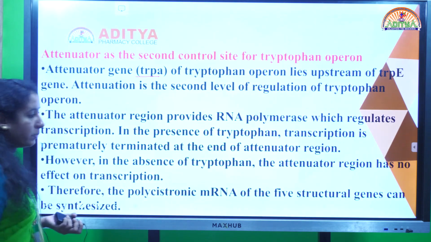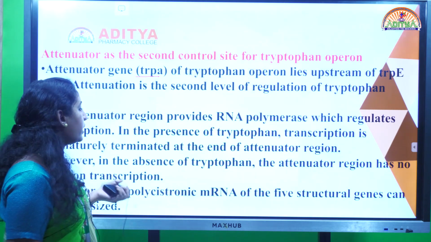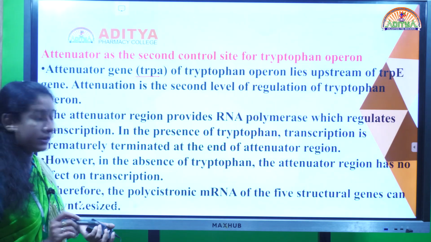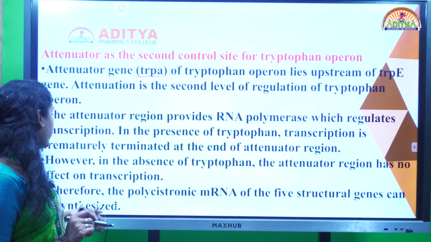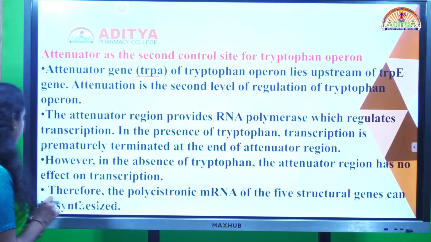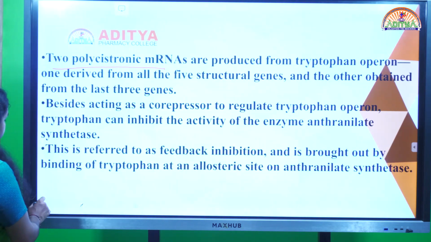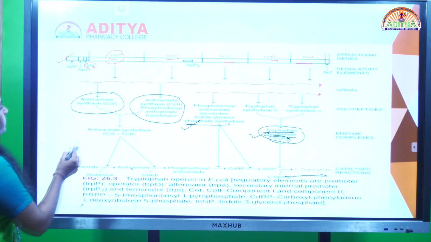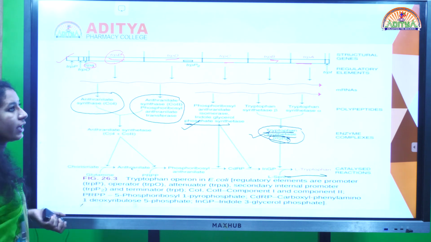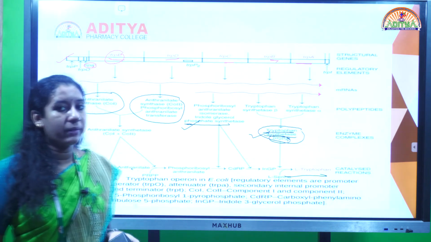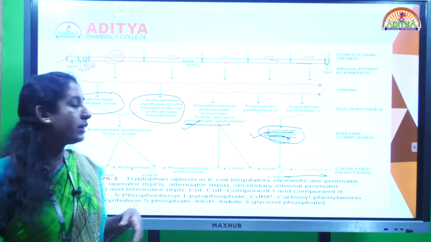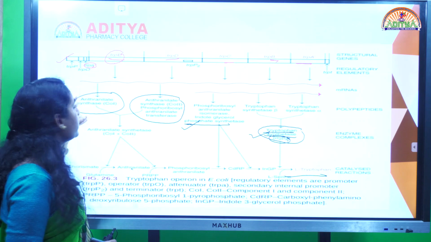This attenuator region will provide for the RNA polymerase that regulates the transcription. In the presence of tryptophan, transcription will be terminated at the end of the attenuator region. But in the absence of tryptophan, the attenuator region has no effect on transcription. Therefore, the polycistronic mRNA will have 5 structural genes and can be synthesized. So in the presence of tryptophan, tryptophan will bind with the repressor and will stop the transcription. But in the absence of tryptophan, this attenuator does not have any effect on the transcription.